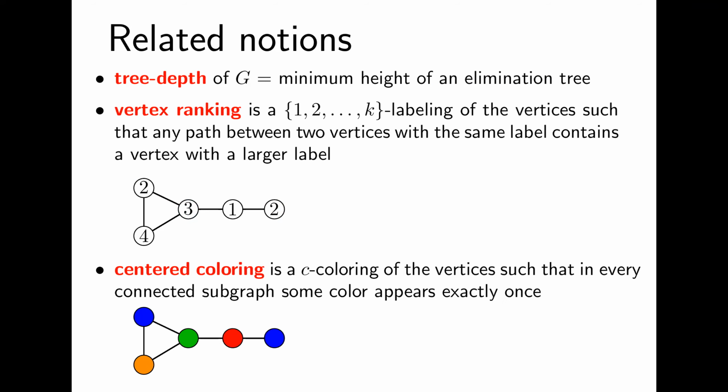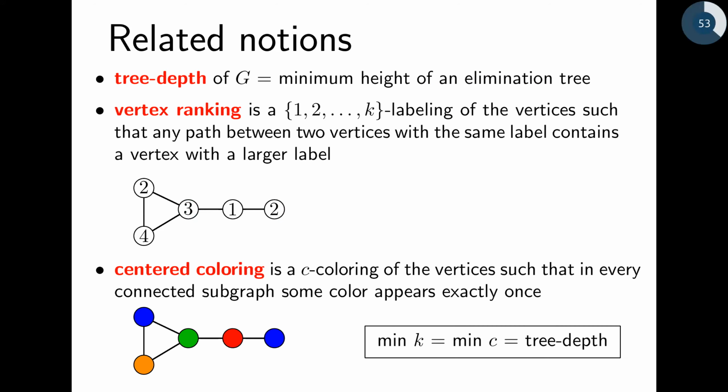Also, there's the notion of centered coloring. This is the coloring of the vertices with c colors, such that in every connected subgraph, some color appears exactly once. And you can check that this coloring here also satisfies this. And all these notions are, of course, related. Namely, the minimum k for which there is a vertex ranking equals the minimum c for which there is a centered coloring, and this is equal to the tree depth of a graph.